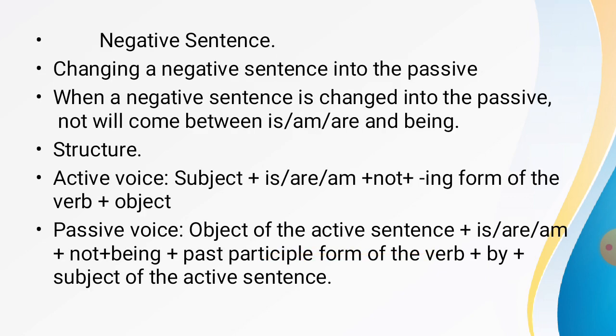Now we have negative sentences. How do we change negative sentences? So, changing negative sentences into passive voice. When a negative sentence is changed into the passive voice, not will come between is, am, are and being. We just put not between the helping verb and being. Structure, active voice: subject is, are, am, not plus first form of the verb plus ing and plus object.